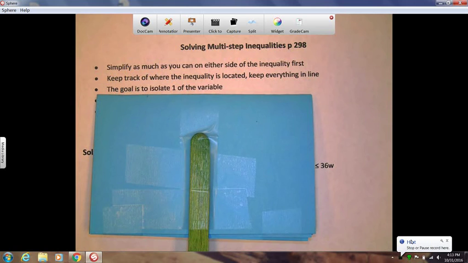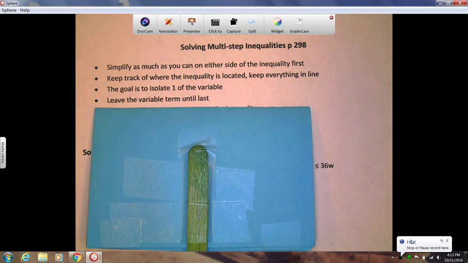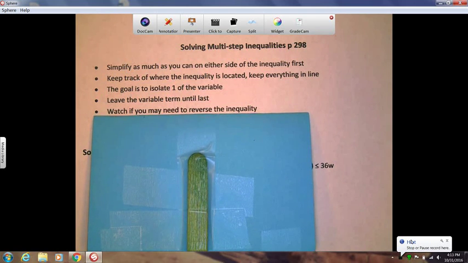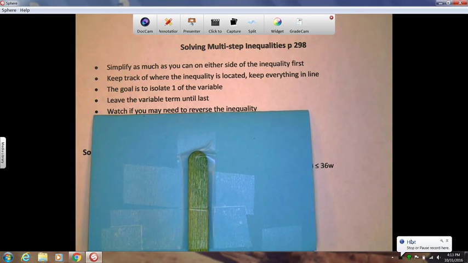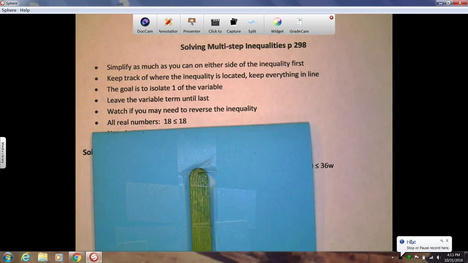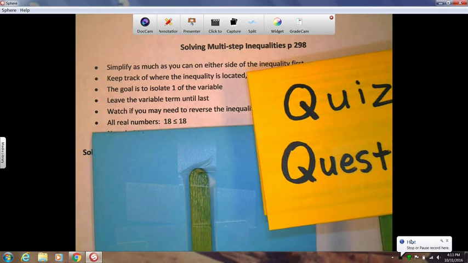Try to get one of the variable, not negative one. And leave the variable term till last can be helpful. Pay attention if you need to reverse the inequality. That's if you're multiplying or dividing both sides by a negative number. And know when it's all real numbers. It looks like that. That'll be a quiz question.